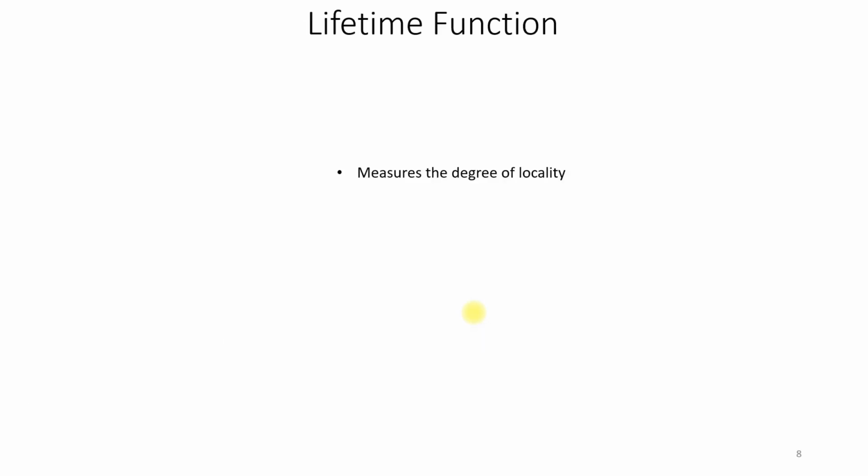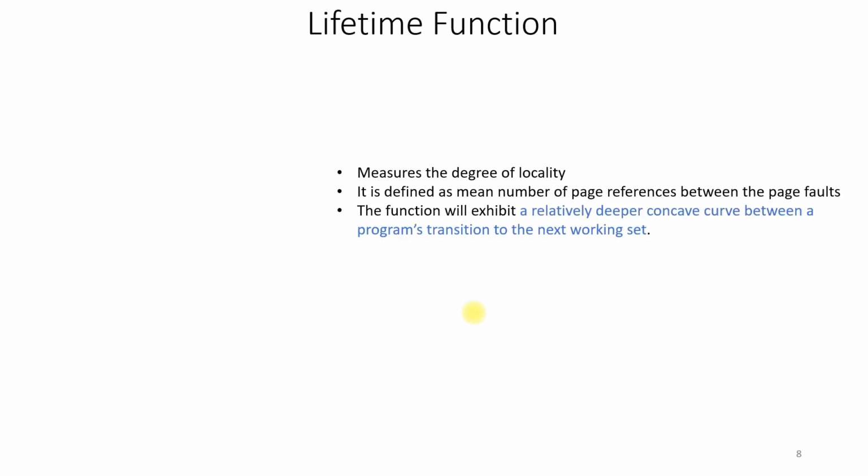Lifetime function is basically a method or a function that measures the degree of locality. It is defined as the mean number of page references between the page faults. The function will exhibit a relatively deeper concave curve between its program's transition to the next working set.